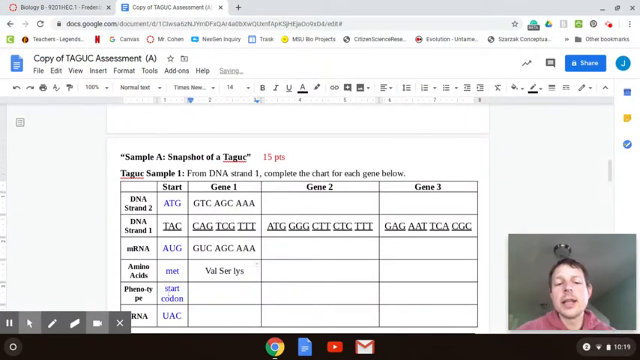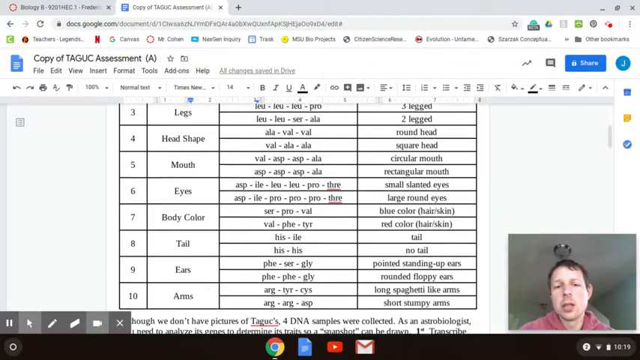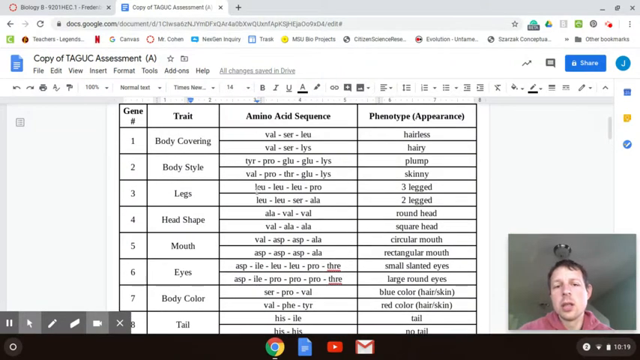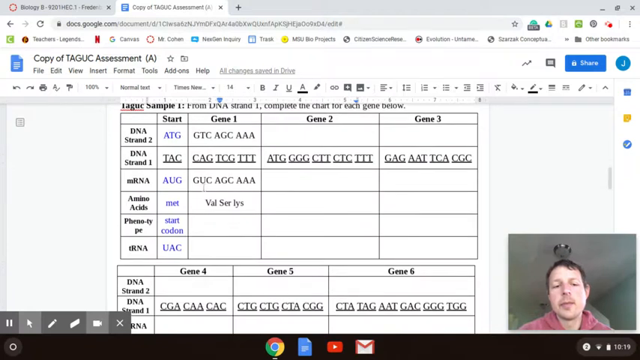Okay, the next thing I need to do is I have to figure out my phenotype, what it looks like. It's a Val-Ser-LYS. So I'm going to scroll up. Val-Ser-LYS is right here. So that means it is hairy. So I'm going to write hairy. Oops, I spelled it wrong.